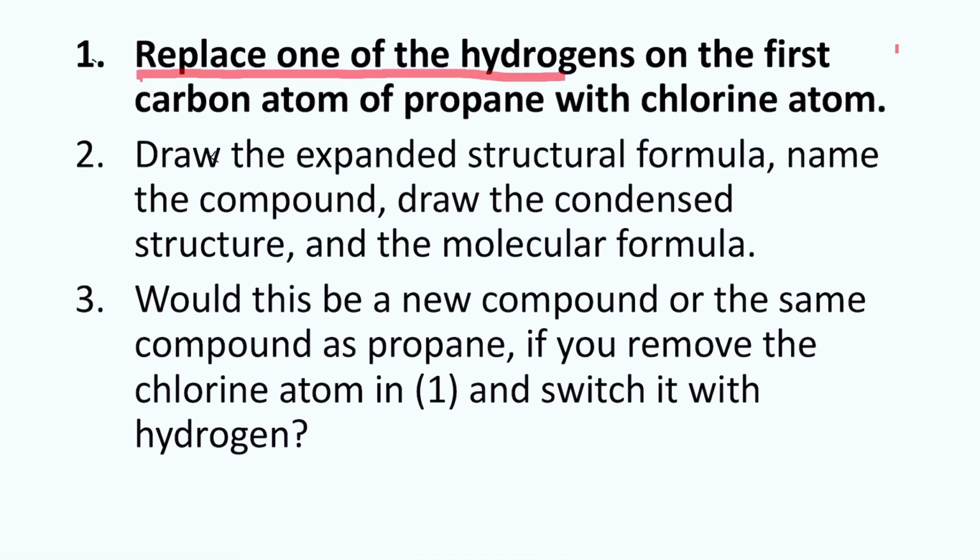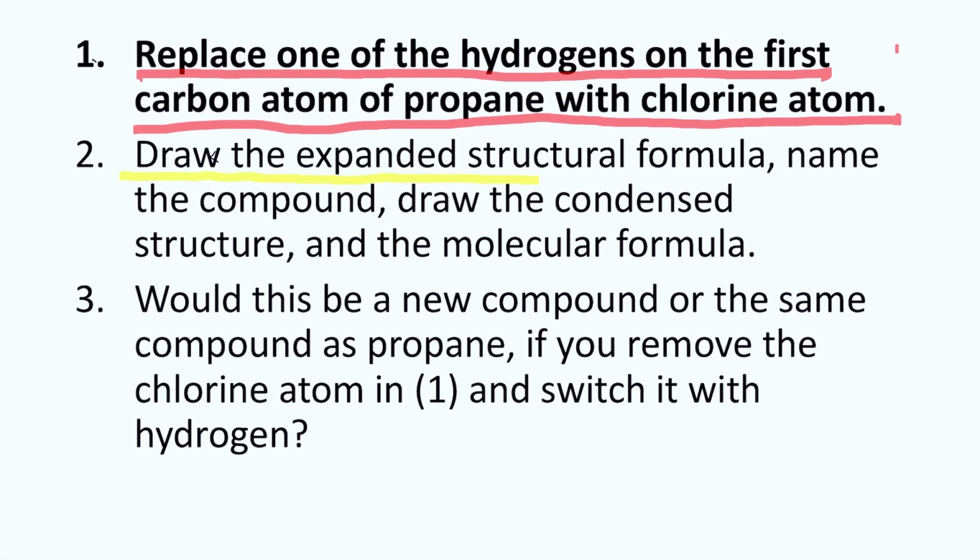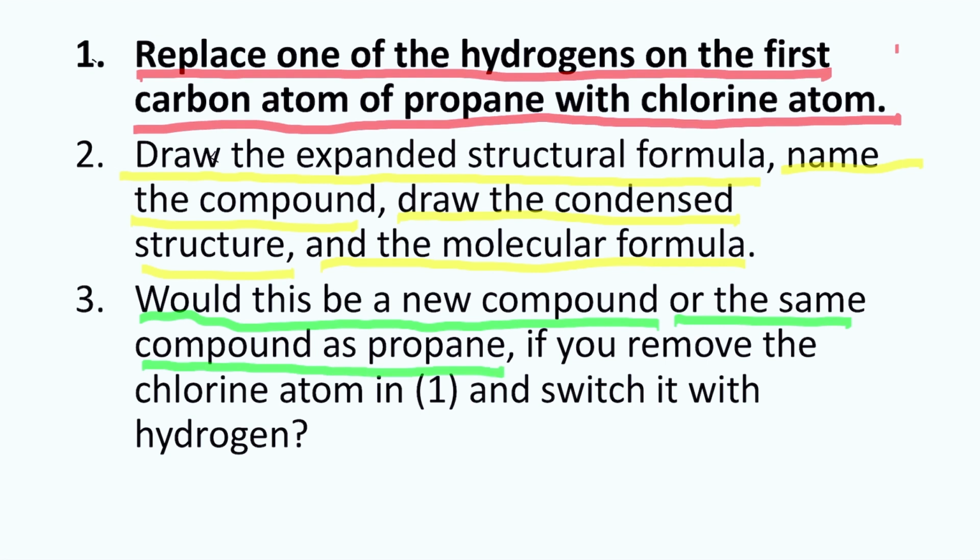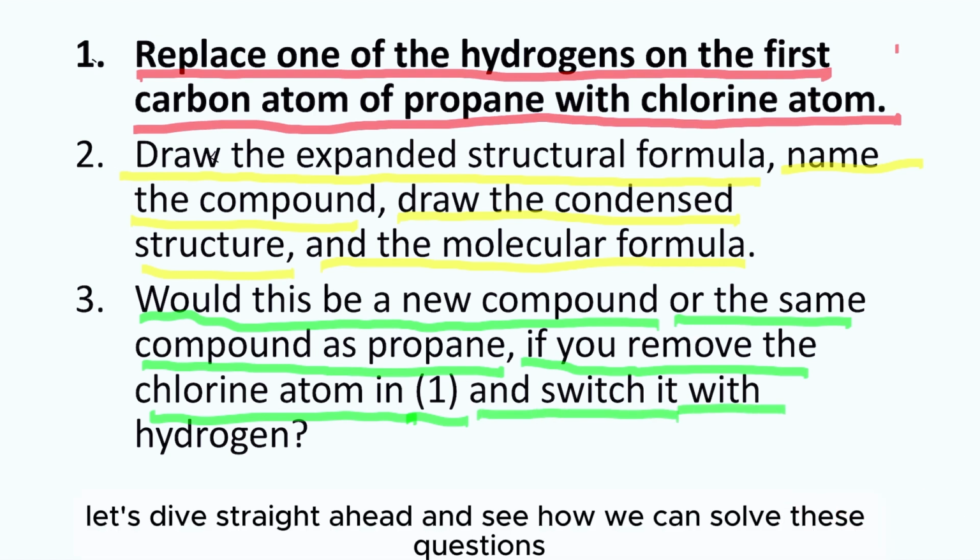We place one of the hydrogens on the first carbon atom of propane with a chlorine atom. Second question: draw the expanded structural formula, name the compound, draw the condensed structure and the molecular formula. And last question: would this be a new compound or the same compound as propane if you remove the chlorine atom in question 1 and switch it with hydrogen?